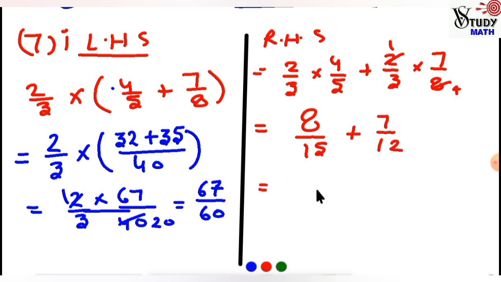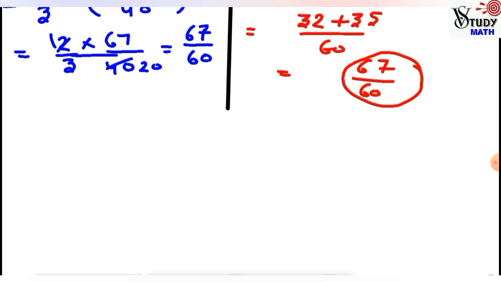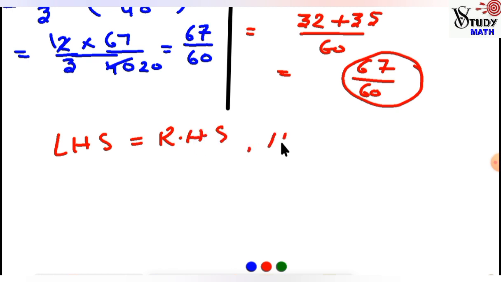Now take the LCM, it will be 60. So 15 4 ja 60, that is 20, 32, and 12 5 ja, that is 35. So the final answer again is 67 upon 60. So my dear students, we can see here both sides are equal. So we are going to write here left hand side is equal to right hand side and hence verified.